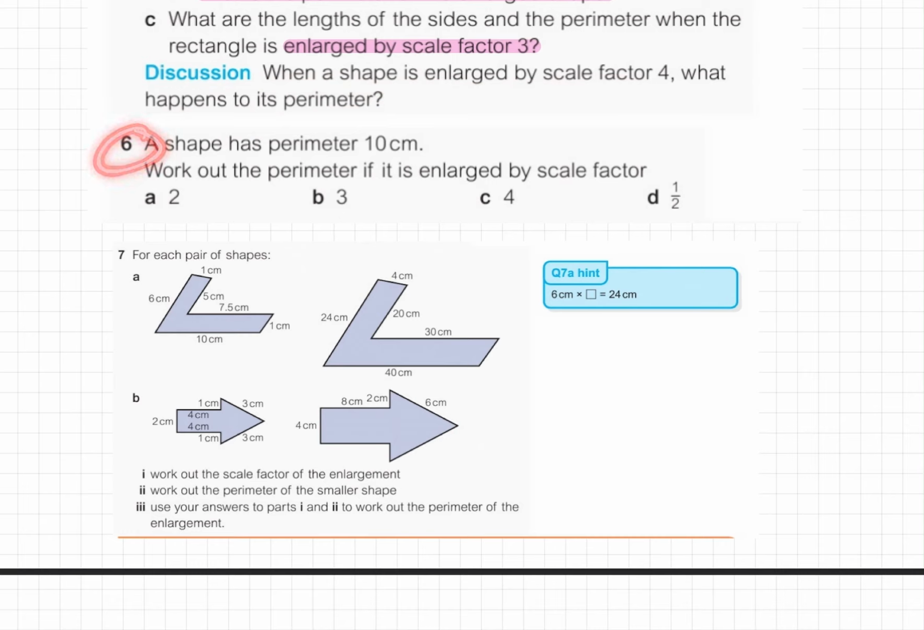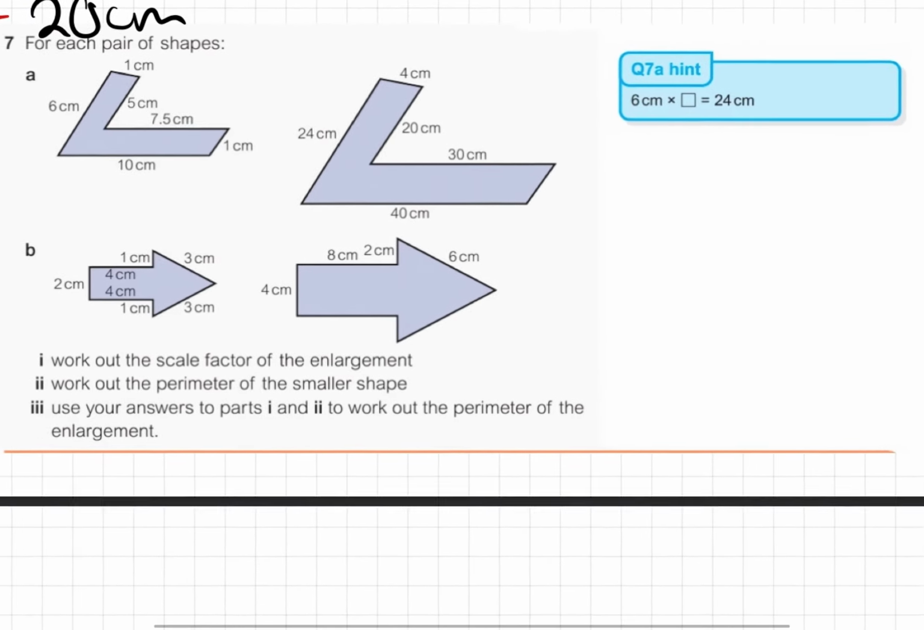Okay, question 6, we discussed it earlier. Here's my perimeter of 10 centimeters. If I make it twice as big, you're going to get 20 centimeters. It's just timesing it by 2. So that's all the hint I'm going to give you. You can try these now if you were stuck.